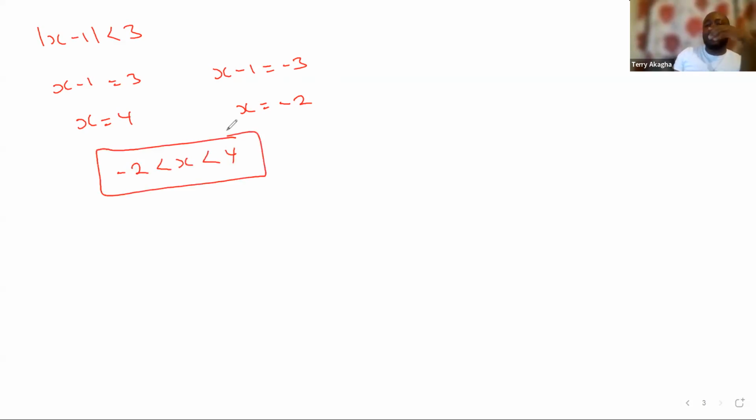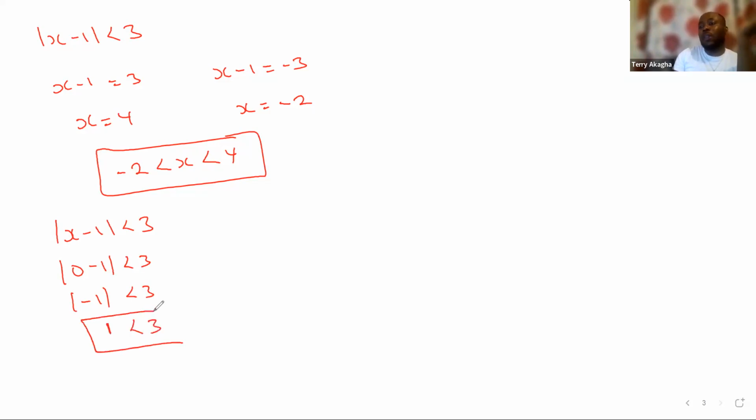That's the answer. Now you also want to check with 0 and substitute 0 to see if 0 works or 0 is a part of the solution. So you can now put the absolute value of x minus 1 less than 3, put 0. So 0 minus 1 less than 3. We have the absolute value of -1 less than 3. Absolute value of -1 is going to give you 1. 1 is less than 3. And because 1 is less than 3, 0 works. So 0 is part of the solution.